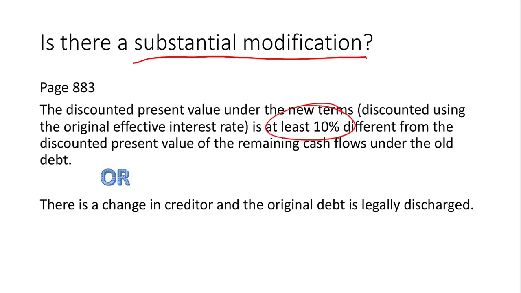There are two conditions under which we would say there is a substantial modification. The first is that there's at least a 10% difference between the old debt and the new debt, and we measure that by using the discounted present value of the old debt. And we also use the discounted original effective interest rate. The second condition, change in creditor, we're not going to talk about. It's pretty obvious that does mean there's a substantial modification, and you just go ahead and treat it that way.